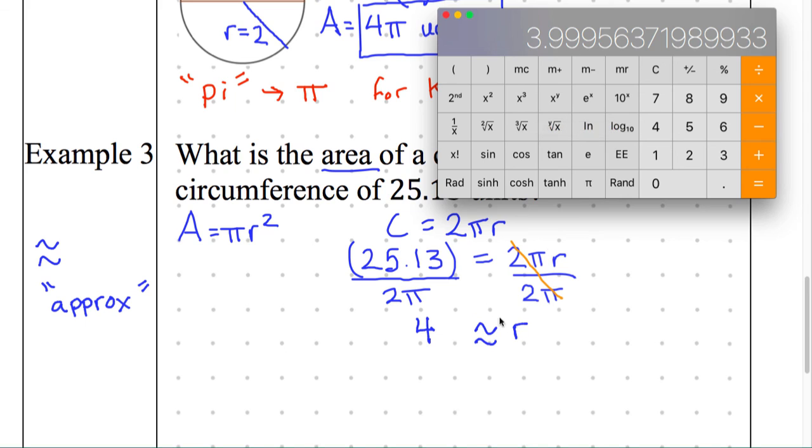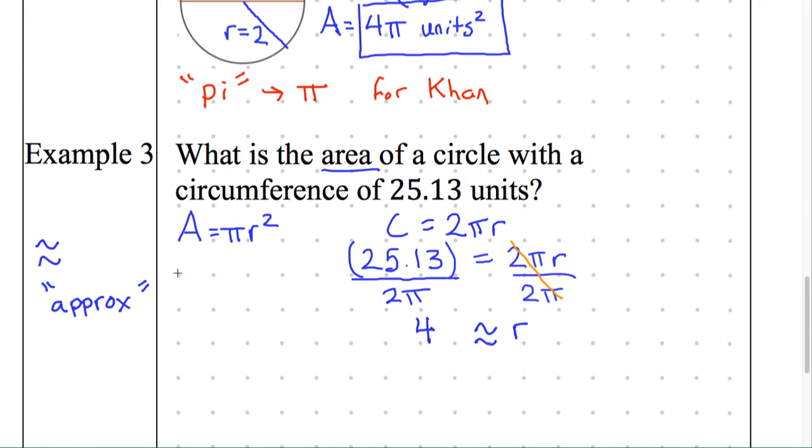Well, now that we know R is about 4, we can go back to our area formula. We can say area is equal to pi. This 4 is going to be substituted in for radius squared. I'm going to pause. Digest what just happened. We're almost done, but we used the formula for circumference. We knew what circumference was. We plugged it in. We solved for r. Using r, we can find our area.